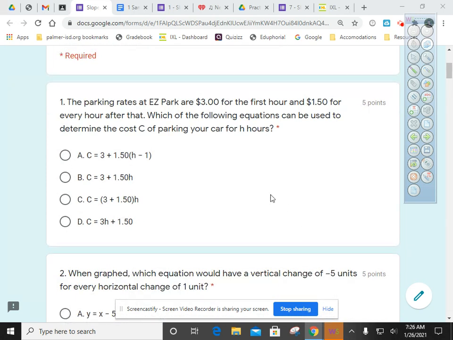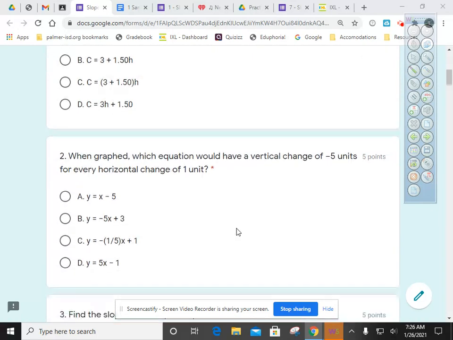Number one, the parking rates at Easy Park are $3 for the first hour and $1.50 for every hour after that. Which of the following equations can be used to determine C, the cost of parking your car for H hours? A, C equals 3 plus 150, parentheses, H minus 1, close parentheses. B, C equals 3 plus 1.50H. C, C equals 3 plus 1.5, parentheses, 3 plus 1.50H. D, C equals 3H plus 1.50.